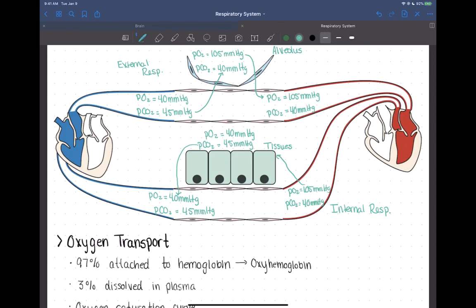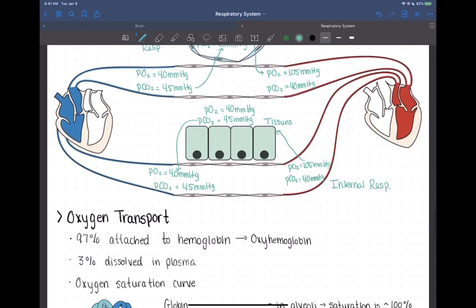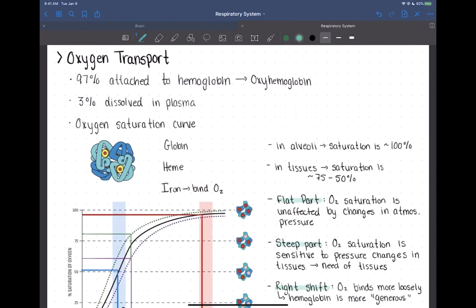So now let's talk about how oxygen is transported in the blood. So oxygen is transported in two possible ways. The majority of oxygen is going to be transported attached to hemoglobin, and we know that's called oxyhemoglobin. And then 3% of the oxygen is going to be just dissolved in the plasma. And so remember, oxygen is a nonpolar molecule, so it doesn't dissolve in watery liquids very easily. So only a very tiny little bit of it will dissolve in the plasma.